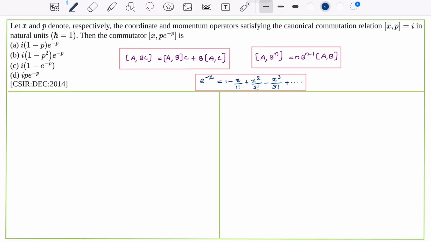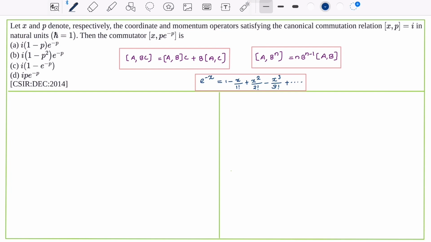Problem 69, Quantum Mechanics. The question is, let x and p denote respectively the coordinate and momentum operators satisfying the canonical commutation relation. The commutator of x and p is equal to i, in natural units, h bar equal to 1. Then the commutator of x and p e raised to minus p is. Here, we have to find out the commutator of x and p e raised to minus p.